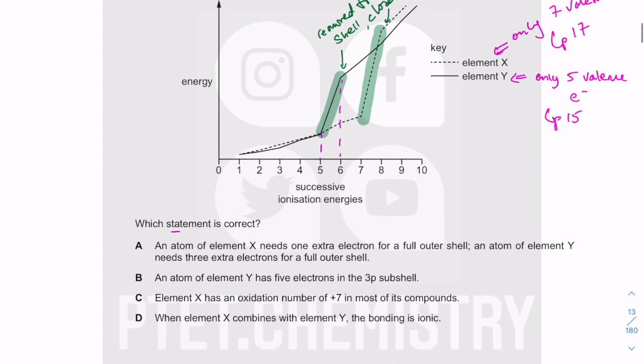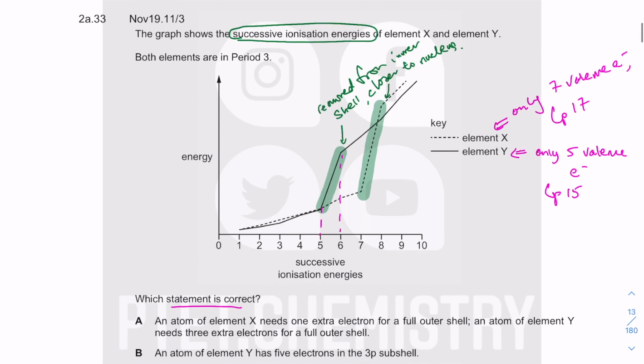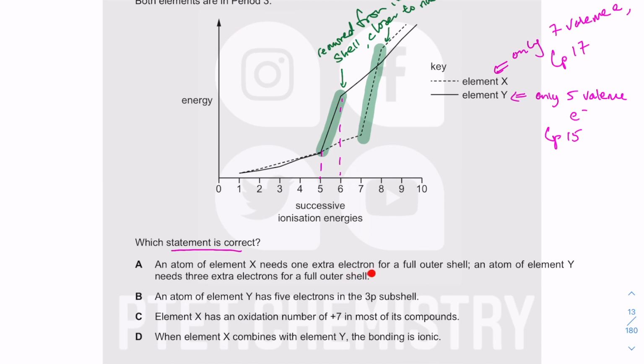So we're looking at which statement is correct. An atom of element X needs 1 extra electron. Element X is in group 17, so you only need 1 extra electron for a full outer shell, so that is correct because X is group 17 with 7 outer shell electrons. An atom of element Y needs 3 extra electrons for a full outer shell. Group 15, you need 3 extra electrons to supplement your 5 valence electrons, your 5 outermost shell electrons, for a full outer shell. So it seems like A is correct, and we already reached the answer.